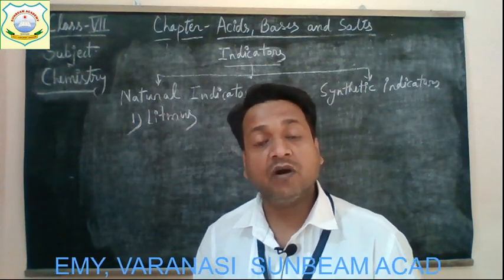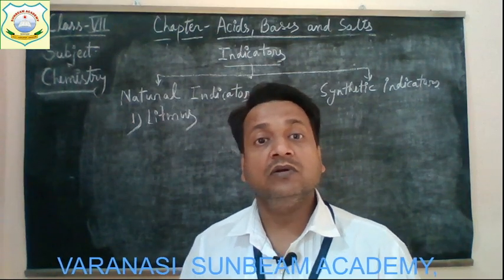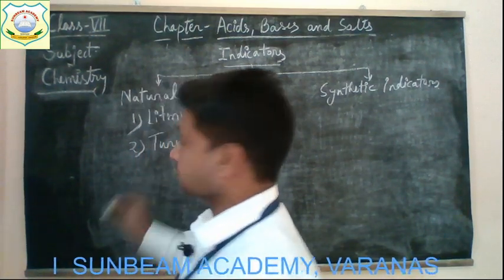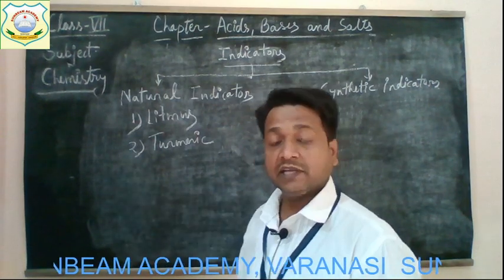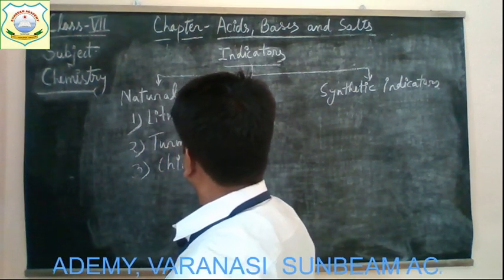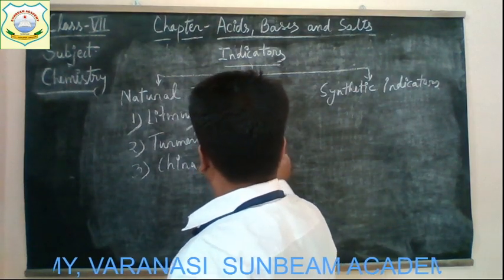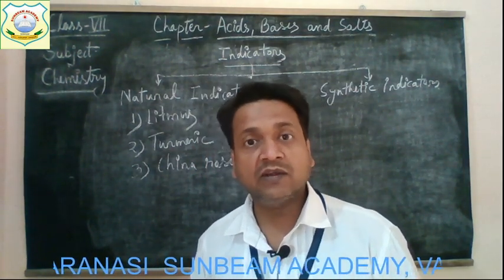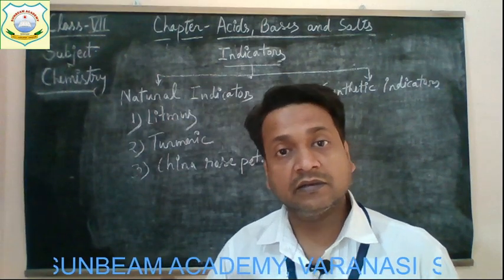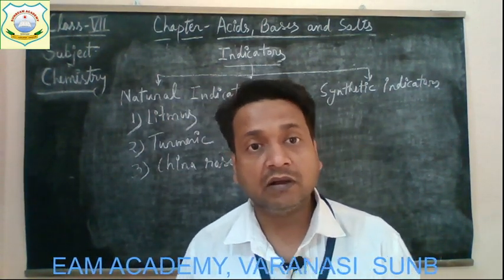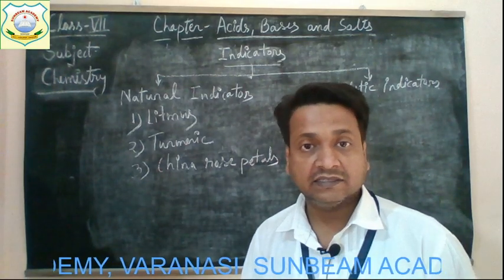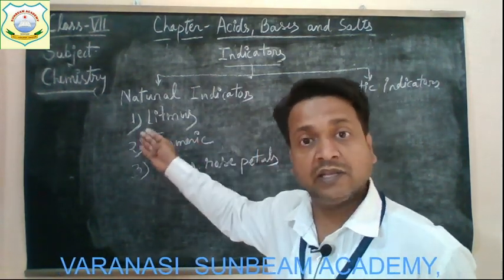Okay children, the turmeric, which is a very common substance available in the kitchen, also acts as an indicator. The third one is China rose petals. You must have seen the China rose flowers. They are red in color, is it? When the petals of China rose are mixed in water and boiled, we obtain a solution that is pink in color. That also acts as an indicator. So these are some common natural indicators.